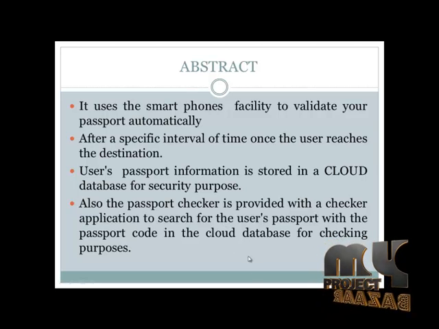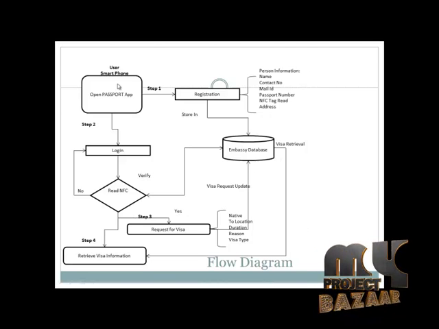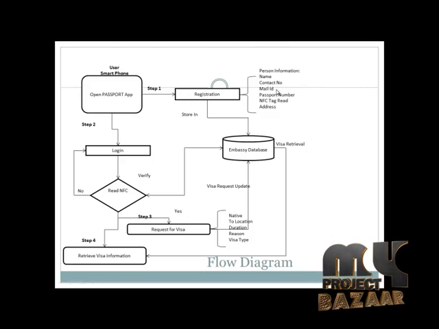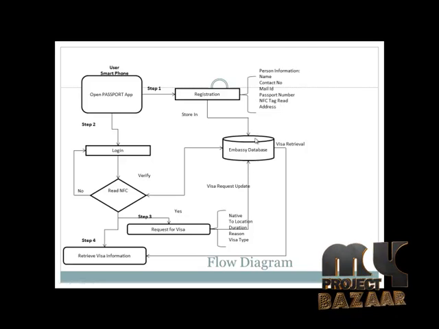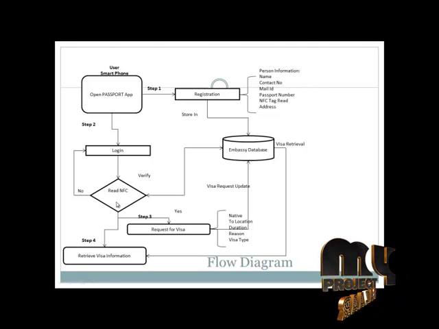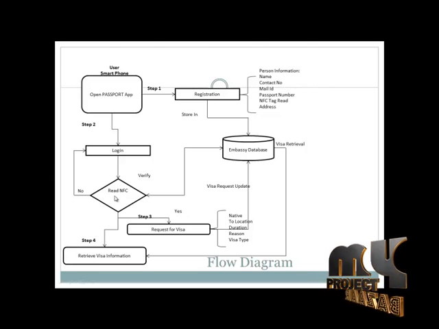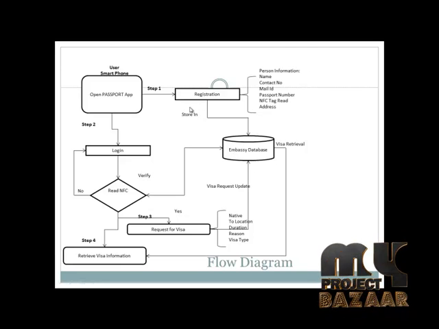Let us see the flow of the diagram. This is the flow diagram of the passport application. This is the open passport application, and the registration process is completed. The registration process contains this information, with the security information added to the NFC tag. The information is stored in the embassy database. For login, the NFC tag is read with the verification process. The verification process is carried out against the embassy databases, based on the registration process.